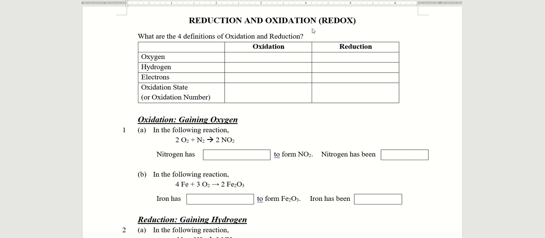Hello everyone, and welcome to the series of videos on chemistry revision. The topic we'll cover today is reduction and oxidation, also known as redox.